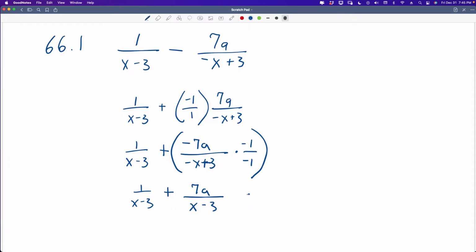Now we can put these together. So that's going to equal 1 plus 7a over x minus 3. And that will be our final answer. Do we see how that works? First, we get rid of the minus sign that is there by multiplying this fraction by what's already there, which is negative 1 over 1. We change that to the plus, and we get rid of that.